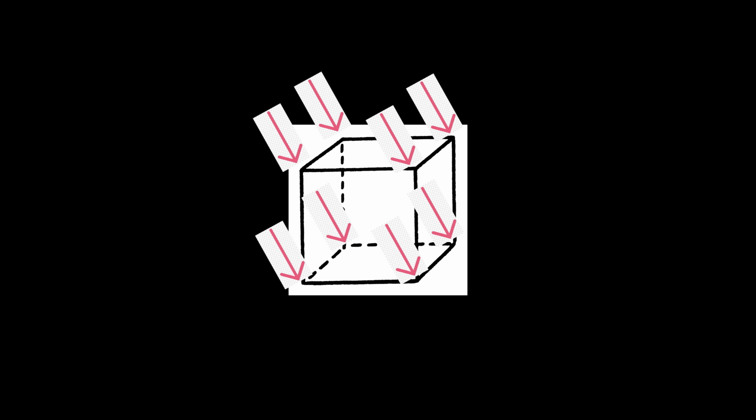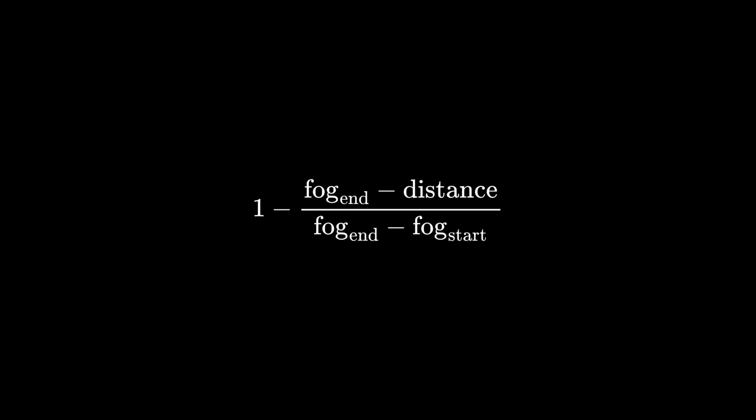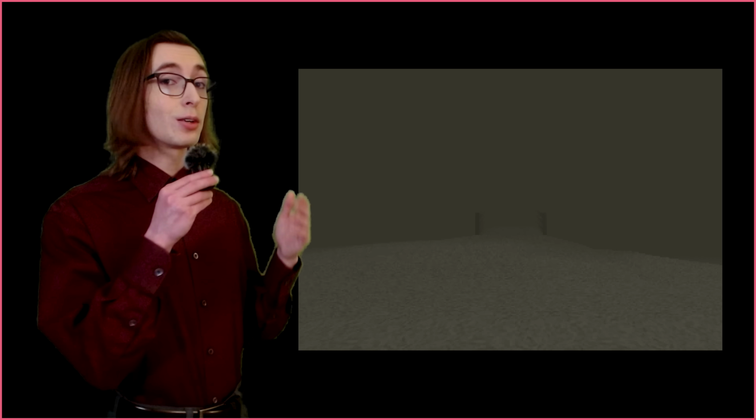Recreating this fog effect for ourselves is quite simple. For each vertex, we calculate the distance from the camera, send it through a linear fog factor conversion, invert it so that it goes from 0 to 1, and blend between the pixel color and desired fog color. No need to draw the polygons twice. The result is a beautiful, moody, foggy scene.